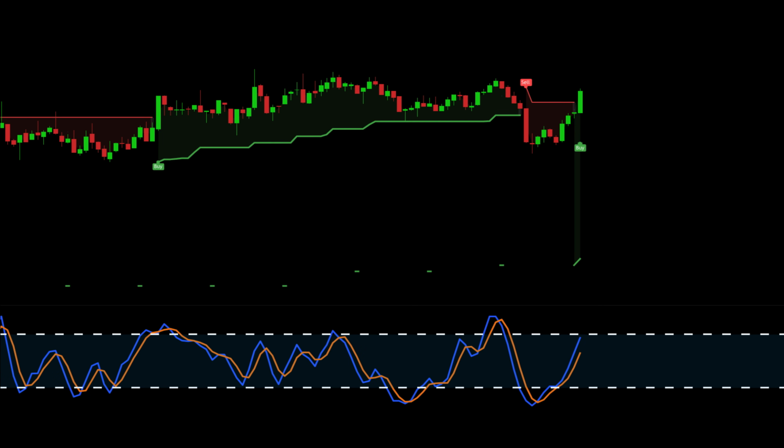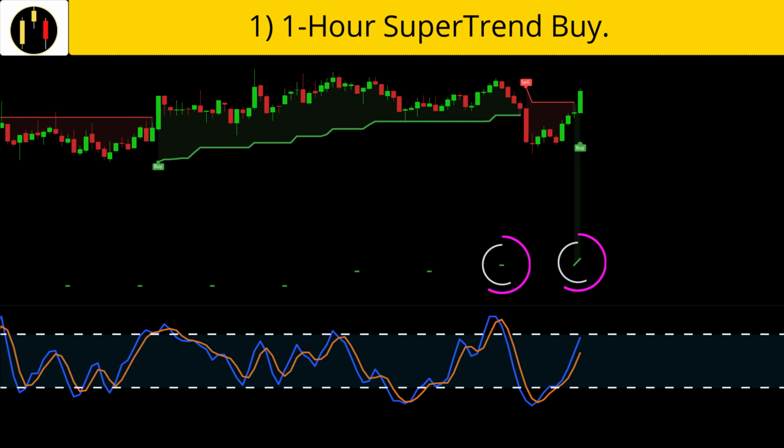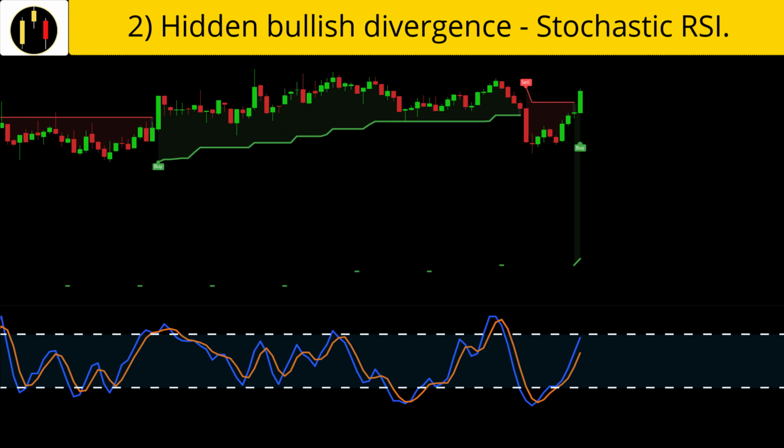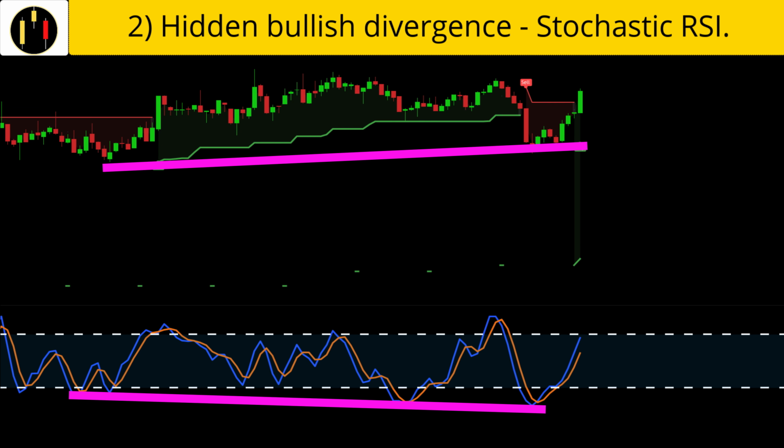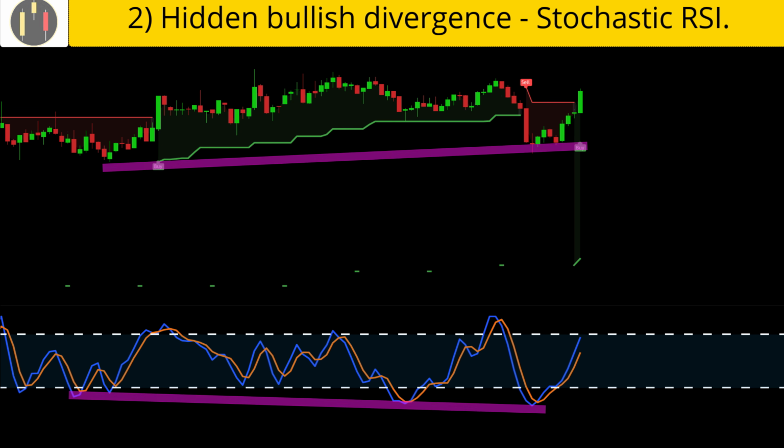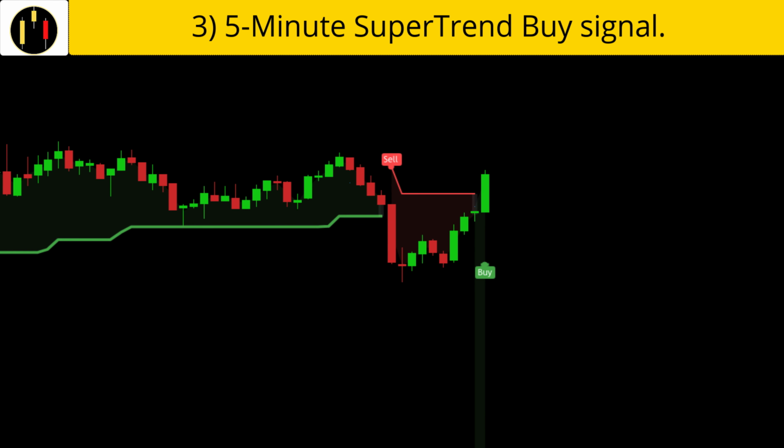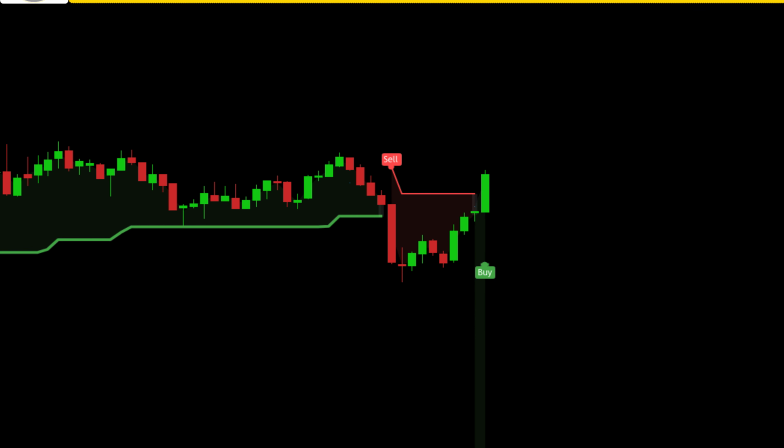The rules to enter a long on the Voluble Scalp are: first, there must be a 1 hour bullish super trend signified by these green dots. Second, there must be hidden bullish divergence on the stochastic RSI. We can see a higher low on price and a lower low on the stochastic RSI. Finally, we are looking for a 5-minute super trend buy signal. Our rules are met when this candle closes. That is our trigger candle.